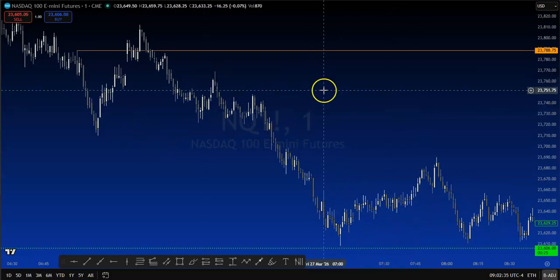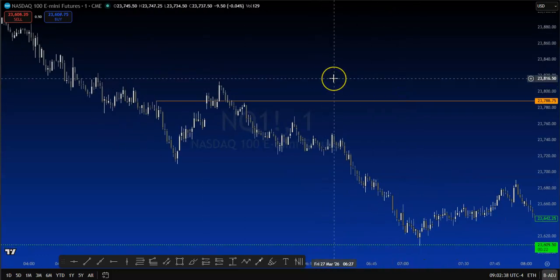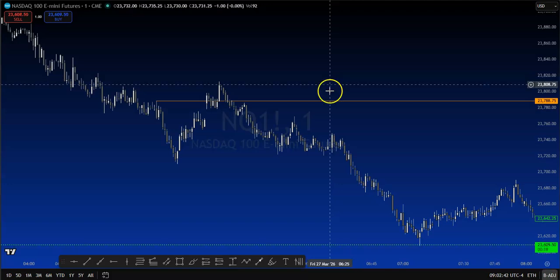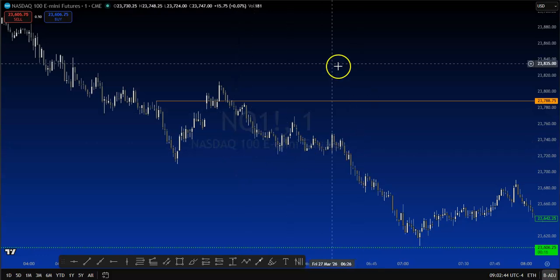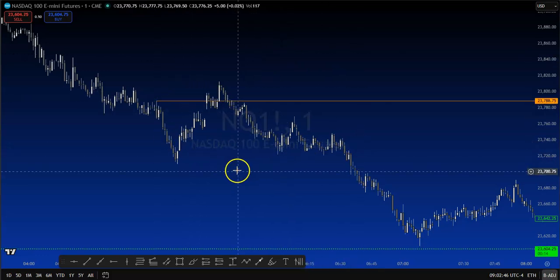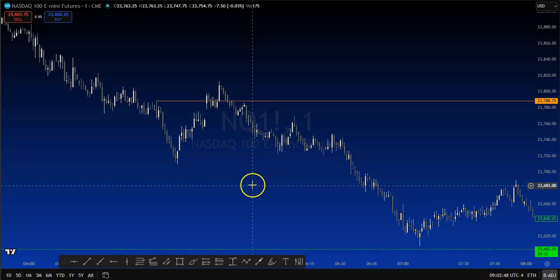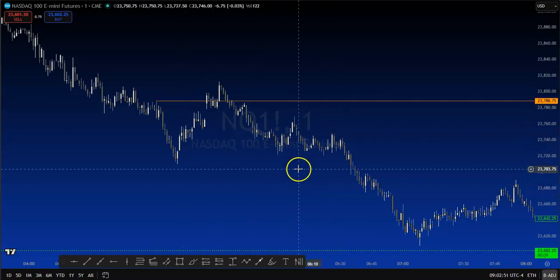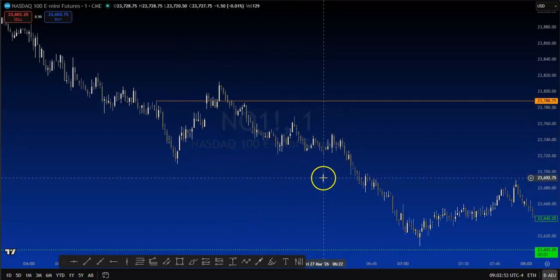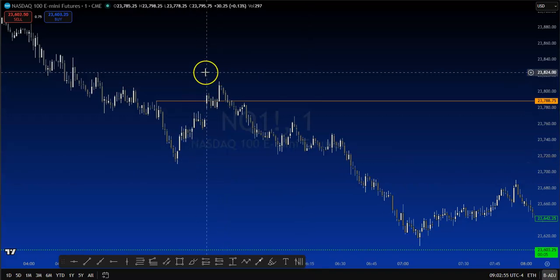I know a lot of people have problems with entries, and that is why you're getting tagged out, because your entries are just horrible. And I know you take it personally. You feel like it's the market. It hates you and it's just coming after you. It knows you put your stop loss there, so it's coming to get it. Trust me, I've been there and know that feeling. But it's not that at all.